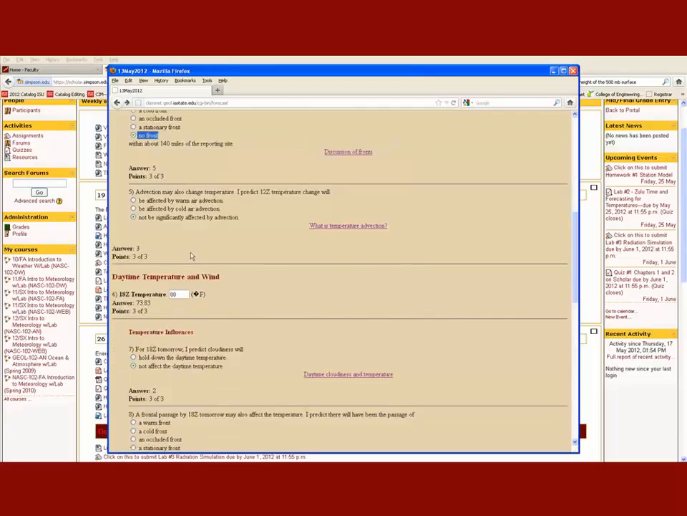Advection. I said advection would not be significant. The answer was choice number 3. Lo and behold, that's choice number 3. I got 3 out of 3.